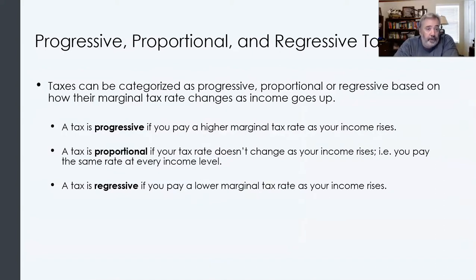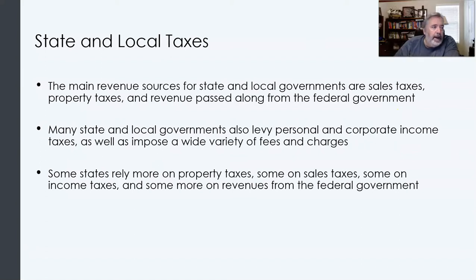All right, progressive, proportional, regressive taxes. Again, it's progressive if you pay a higher marginal tax rate as your income goes up. It's proportional if you pay the same regardless of what your income is. And it's regressive if you pay a lower tax rate as your income goes up. All right. Again, the main revenue sources for states and local governments are going to be sales taxes, property taxes, and then some revenue gets passed along by the federal government. Sometimes there are also personal and corporate income taxes at the state and local level. We don't have them here in Texas, but other states do.